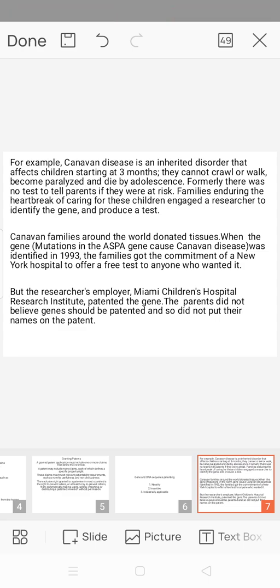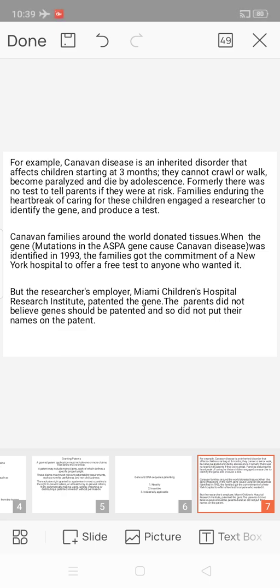For example, Canavan disease is an inherited disorder that affects children starting at 3 months. They cannot travel or walk, become paralyzed, and die by adolescence. Formerly, there was no test to tell parents if they were at risk. Families enduring the heartbreak of caring for these children engaged a researcher to identify the gene and produce a test.